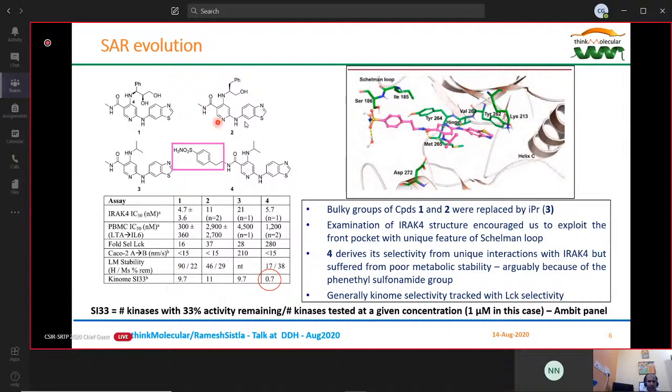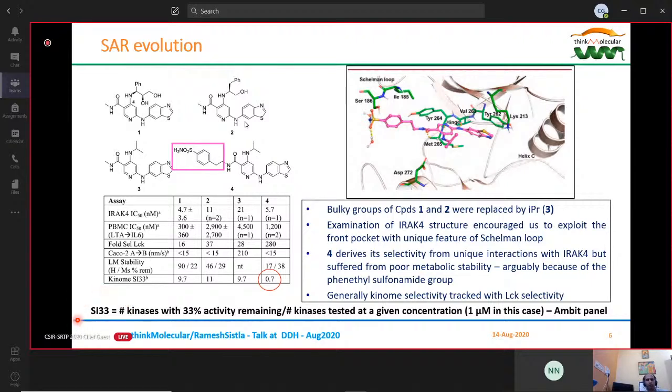Additionally, what you see here is that for compounds 1, 2, or 3, this is the same Ambit selectivity index, which is the number of kinases with 33% activity remaining, divided by the number of kinases tested at a given concentration. In this case, these were tested at 1 micromolar. This is how Ambit does it. You could look up Ambit selectivity. Obviously, it is a little bit dated these days. Even now you get IC50 measurements, a dose response for every one of those 400 kinases. So this was somewhat about a decade back, or maybe half a decade back.